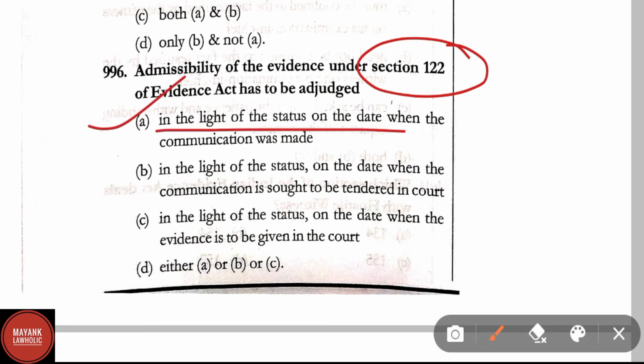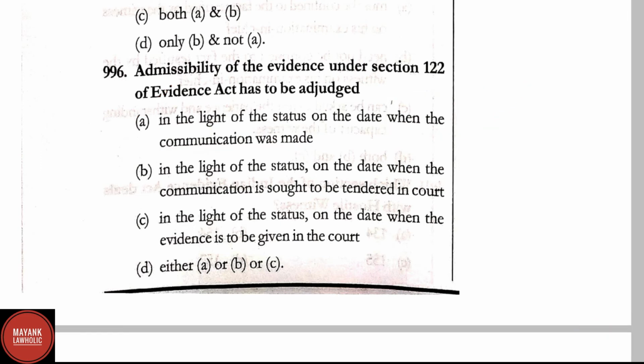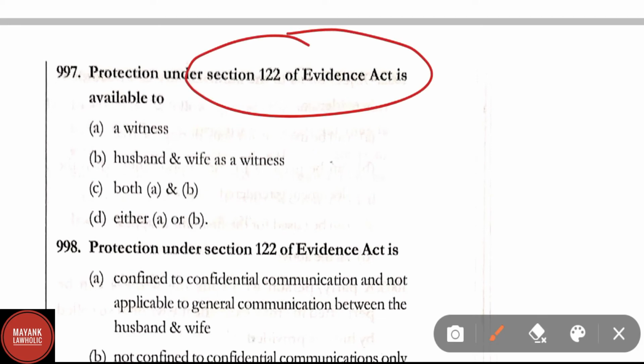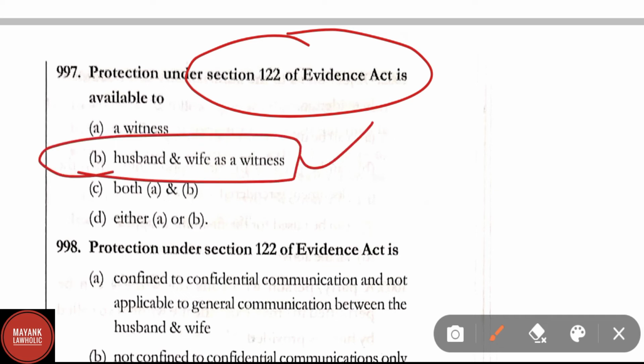Option A, in the light of the status on the date when the communication was made. Here option A is the correct answer. Question number 997. Protection under Section 122 of the Evidence Act is available to? Correct answer is option B, that is husband and wife as a witness.